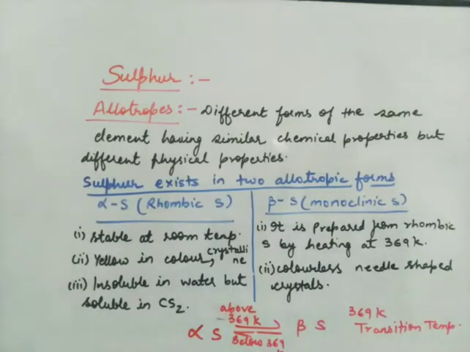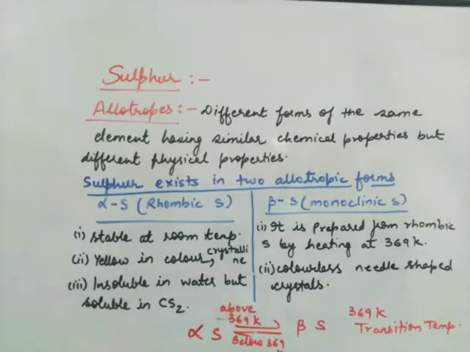After discussing the compounds of oxygen and their properties, now we'll discuss the second most important member of group 16, that is sulfur. First, we'll discuss the allotropes of sulfur. First, we'll learn what is the meaning of allotropes.